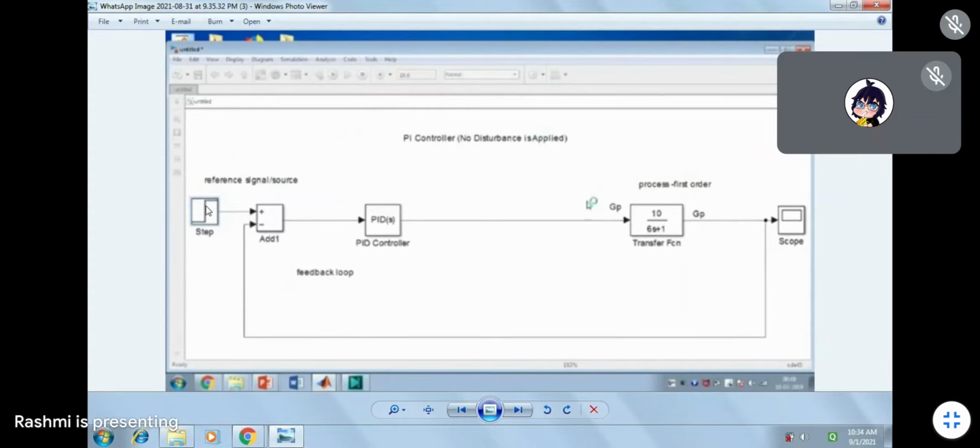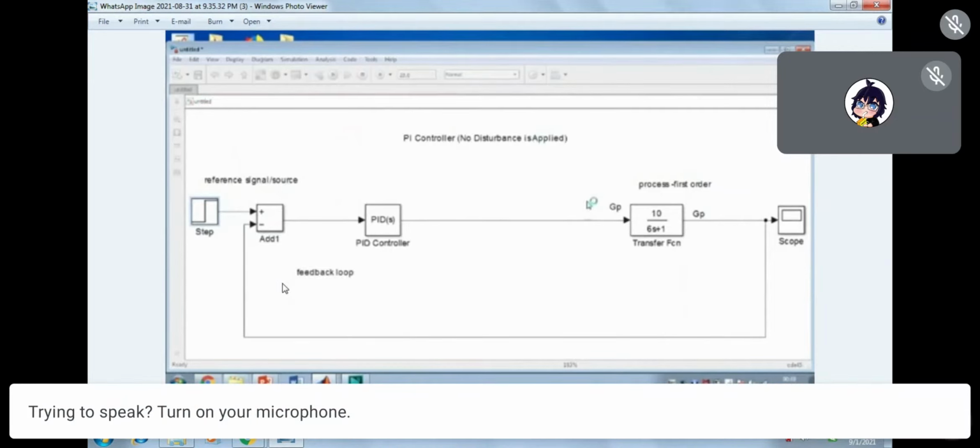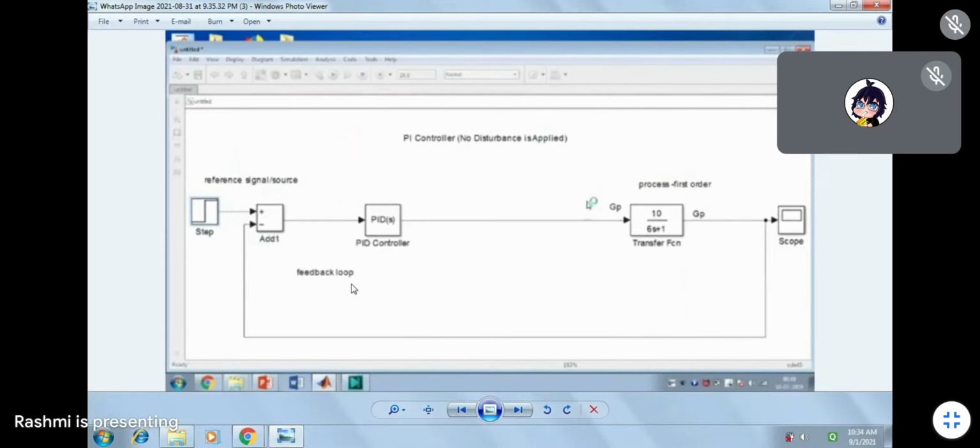This is your step input that is given to the circuit. Then the PID controller, then you give the transfer function, and you get the output. Whenever it is required, you have to add an error circuit once more and give a disturbance, and again you will see the output. Got my point? Here no disturbance is given. Here no disturbance is given. The next time, you give the disturbance. Understood?